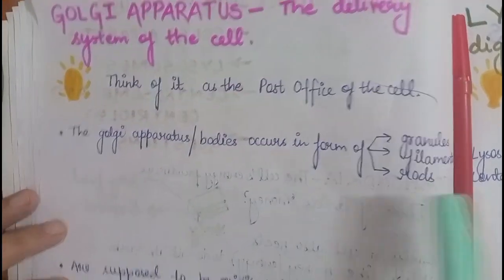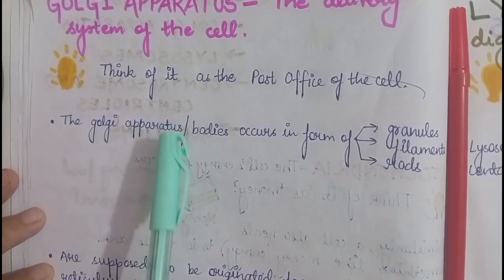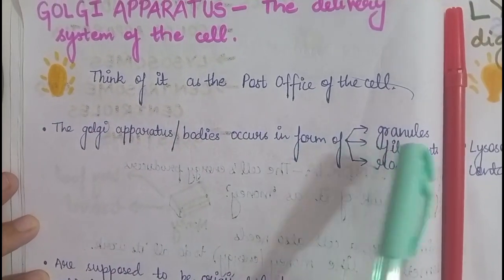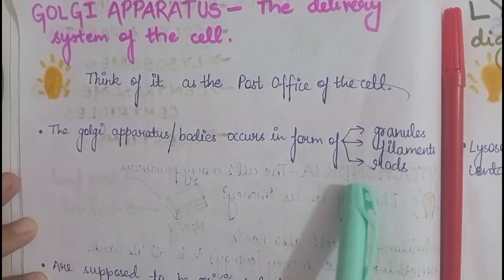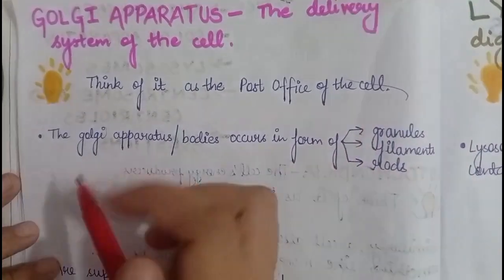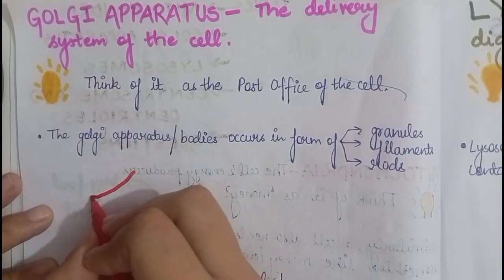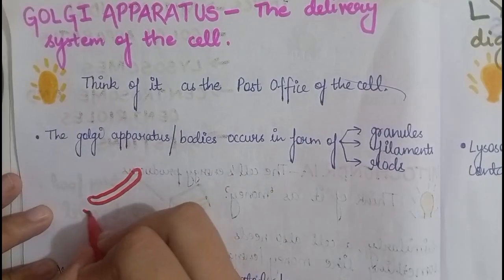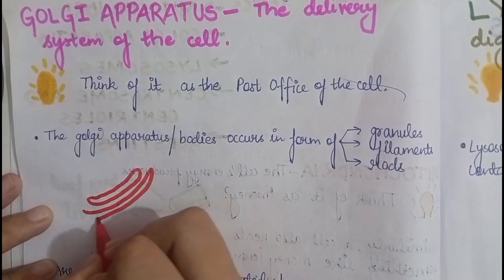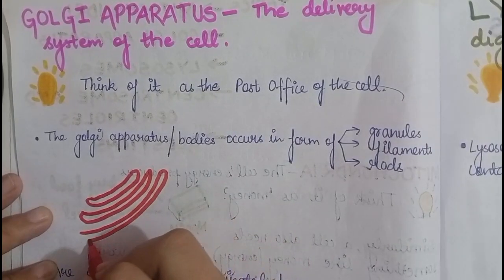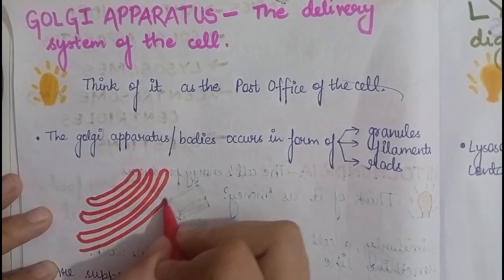The Golgi apparatus, also known as Golgi bodies, occurs in the form of granules, filaments, or rods. Let's see how this Golgi body looks. This is how a Golgi body generally looks under a microscope.